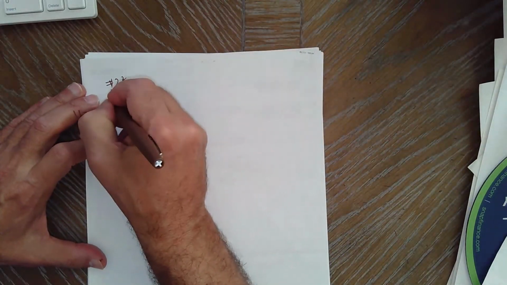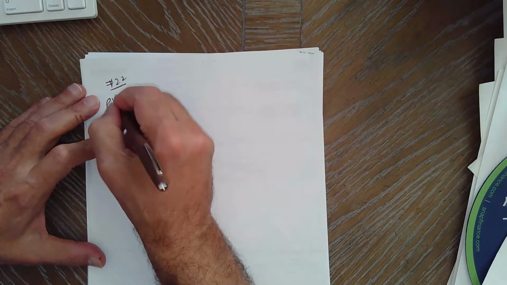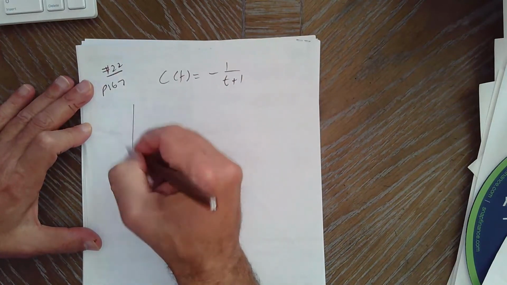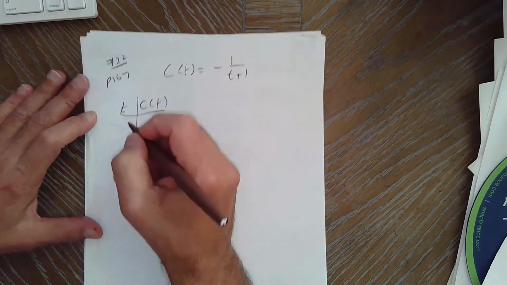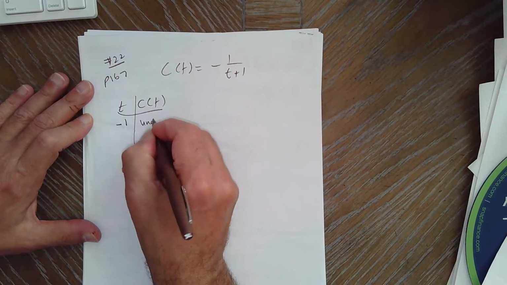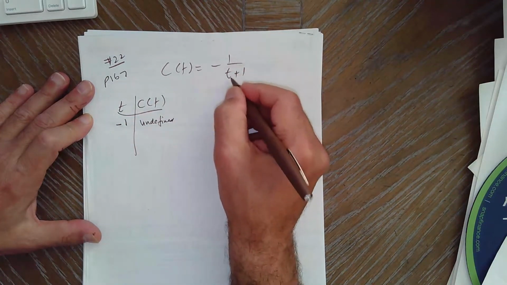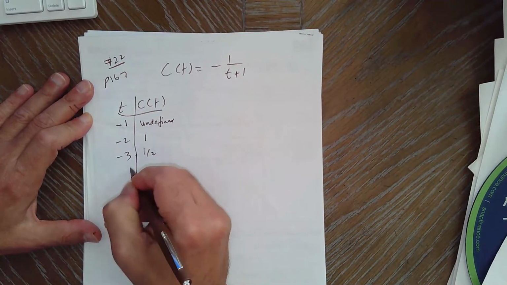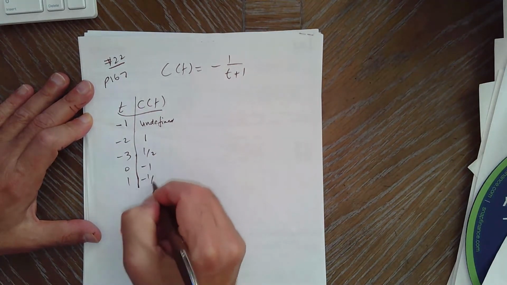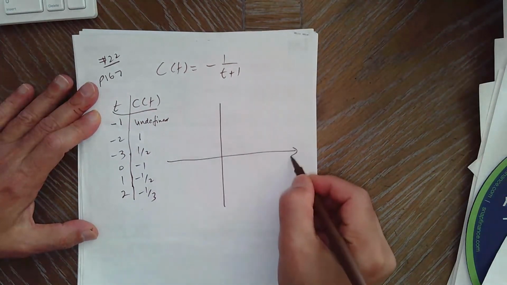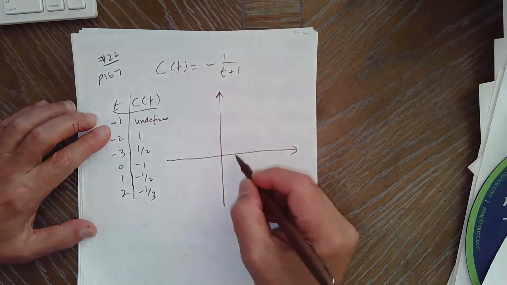Okay, here's another example, 22, page 167. Again, c of t equals -1 over t plus 1. They want us to graph, and then find domain and range. If you do -1, it's undefined. I picked that intentionally because -1 over 0 is undefined. -2 is 1. -3 is 1/2. 0 is -1. 1 is negative 1/2, and 2 is negative 1/3. Make sure you know how to get all these values. So it's undefined at negative 1.